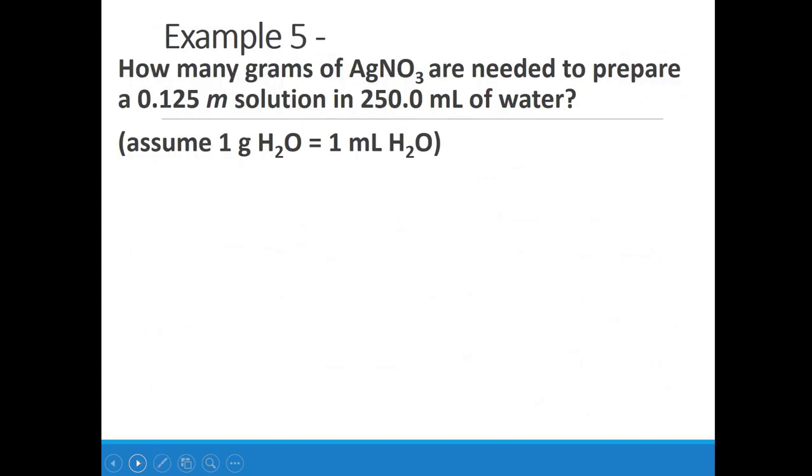Okay, so example 5, we'll try one more together, and then I'll have you guys try one on your own. So it asks how many grams of silver nitrate are needed to prepare a 0.25 molality solution, we know it's molality because it's lowercase m, in 250 milliliters of water. So we see water again, so we know this 250 milliliters is in terms of our solvent.